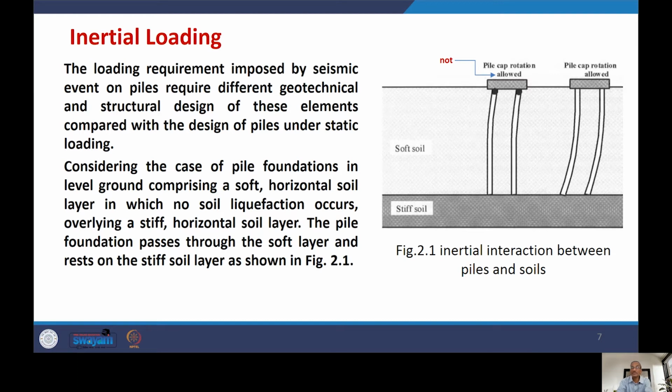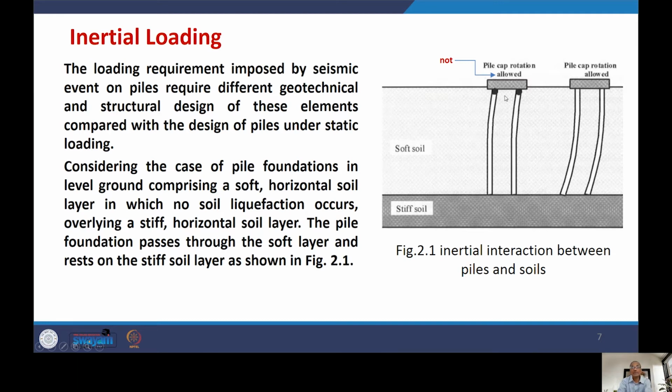So here we are not considering liquefaction, but how the effect of inertial interaction between piles and soils arises when we are not considering liquefaction. That discussion is based on two cases. The first case is when pile cap is prevented from rotation, not allowed. The second case is when pile cap rotation is allowed. So let's discuss when it is not allowed.